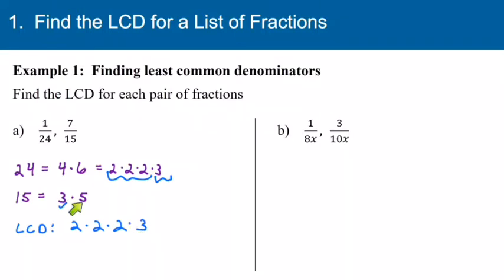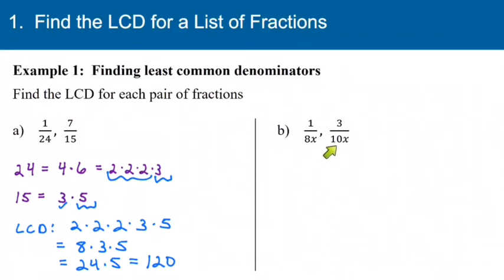And then I have the 5. I have a 5 here and none here. So the largest number of times I have a 5 is once, so I'll put down the 5 once. And now, since these are all numbers, I'll go ahead and multiply these together. 2 times 2 times 2 is 8, and then 8 times 3 is 24, and then 24 times 5 is 120. So the least common denominator for 24 and 15 is 120. Now that's all we're going to do here for part A, because that's all the instructions asked us to do. So let's go on to part B.